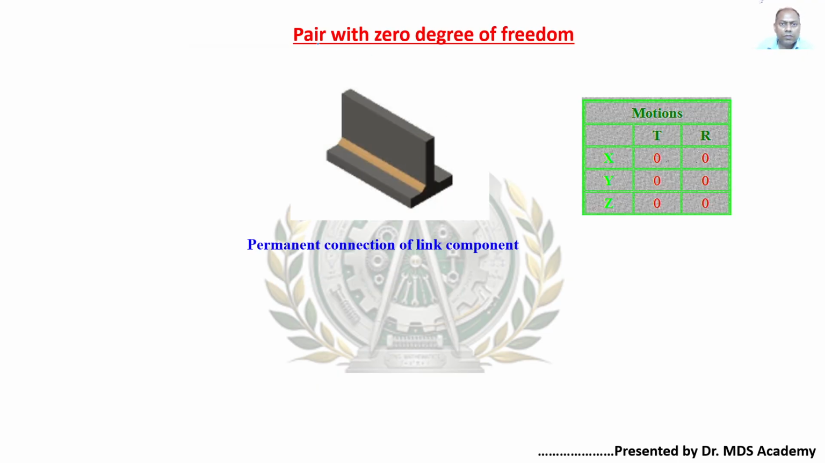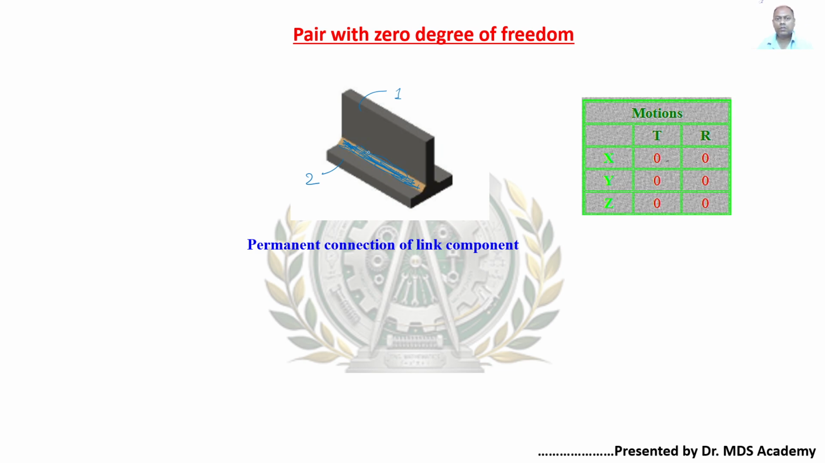Now the last case is the pair with 0 degrees of freedom. 0 degrees of freedom means there is no possibility of rotating or providing relative motion between the two links. So this link is 1, this link is 2, and they are welded here. We have permanently fixed these two, 1 and 2, so there is no possibility of providing any translation or rotation motion. So this is the case for a structure.